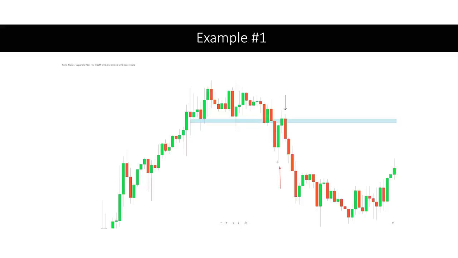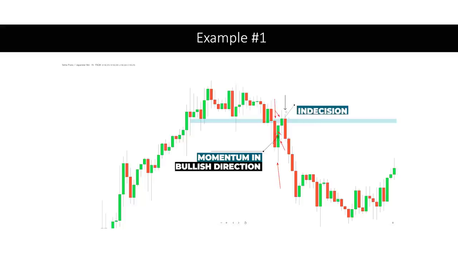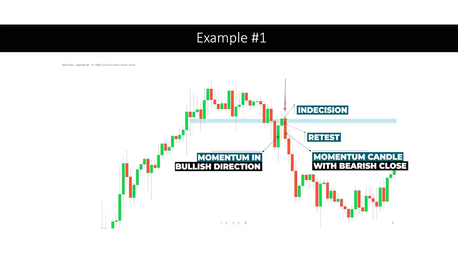With the pullback, we have a strong momentum candle here indicating a bullish sentiment. But this bullish sentiment is pushing back into a key level in the market. If you remember the three patterns or candle formations I mentioned in the beginning, we have momentum in a bullish direction indicating bullish control. We have an indecision indicating no one's in control. We have a key level in the market where price comes back to retest. And then what do we have finally? We have a beautiful, beautiful momentum candle that closes bearish.